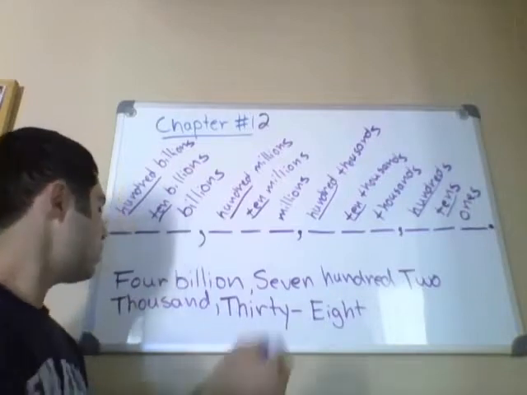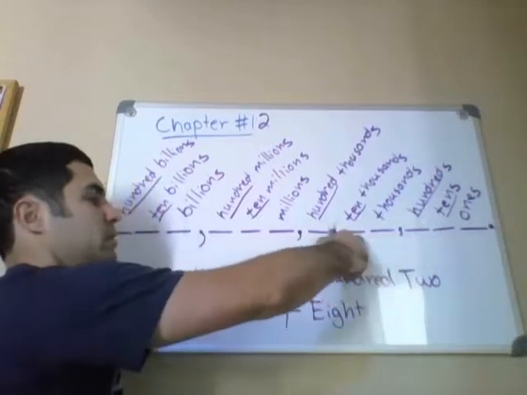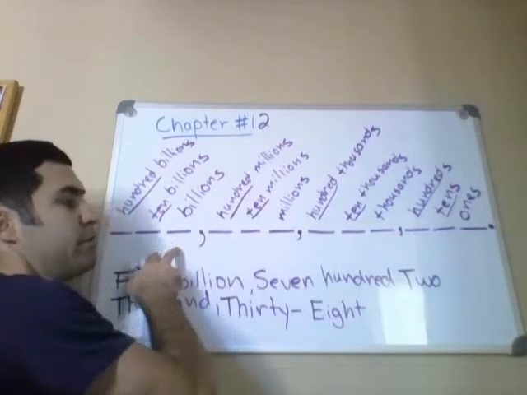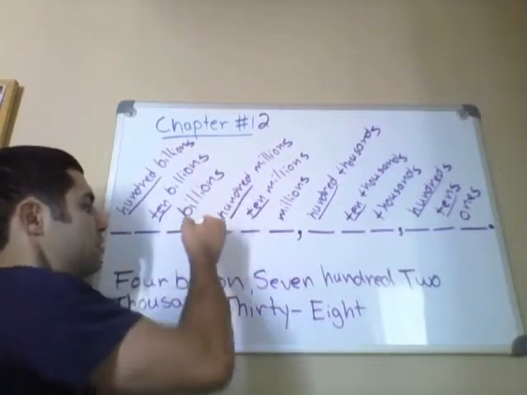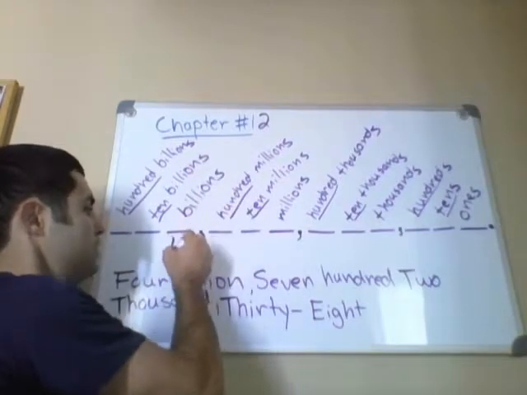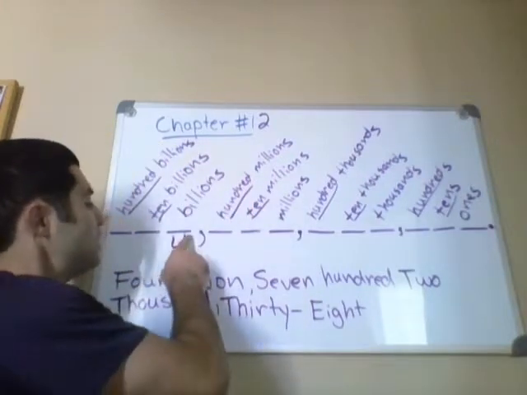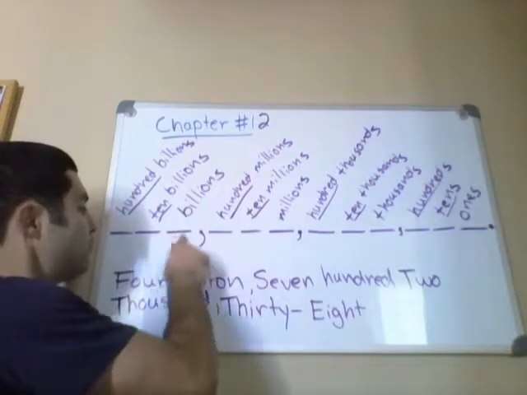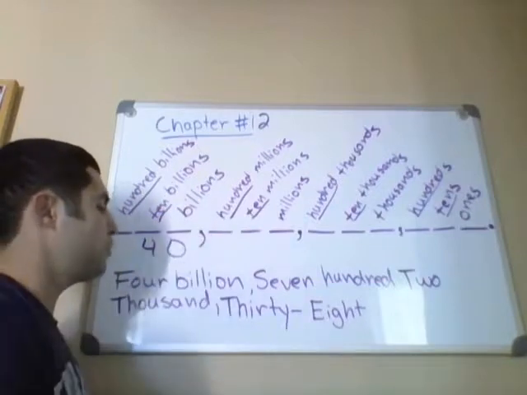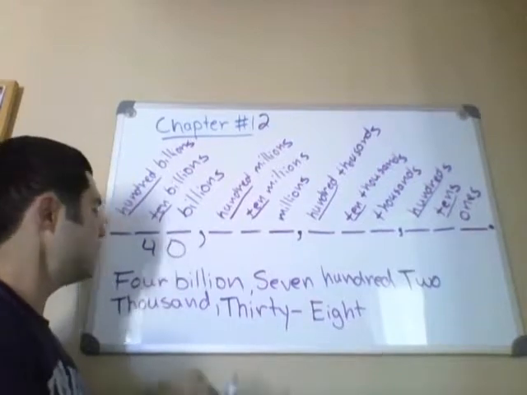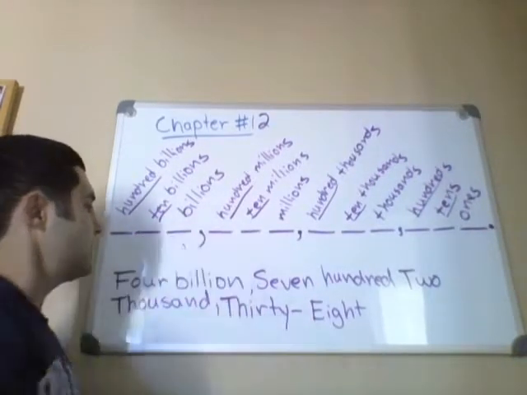702,038. So we know 4 billion. We're going to look for the billion spot. The billions is all the way out here, the fourth set of threes here. So we're going to put 4 billion. Okay, 4 billion. Notice I don't put the 4 under the 10 billions because that would be 40 billion. That would be wrong. So we're going to go ahead and put the 4 here.